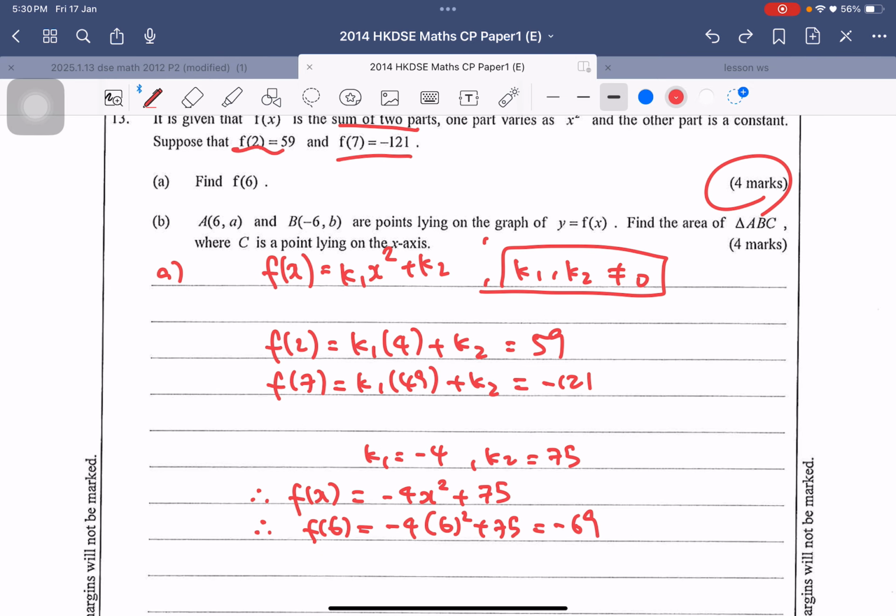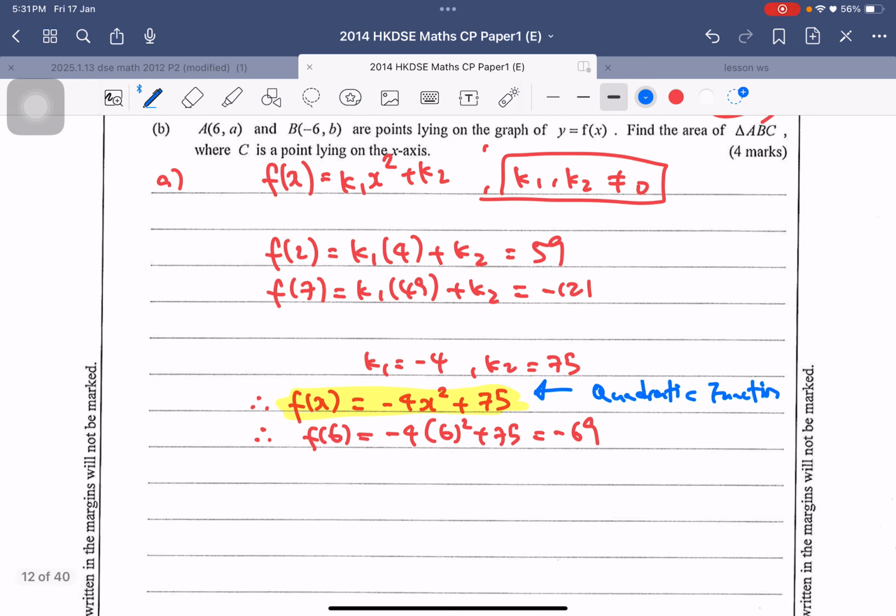Okay, so how are we going to draw it? So this is our function, isn't it? What does this function look like? This is a quadratic function. Zhongwu, what does the quadratic function look like? ax squared plus... The graph opens upward or downward. For this one, it's open downward. Okay? So now we have the graph.